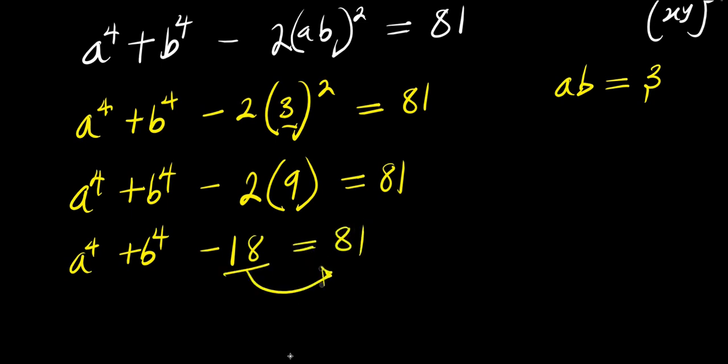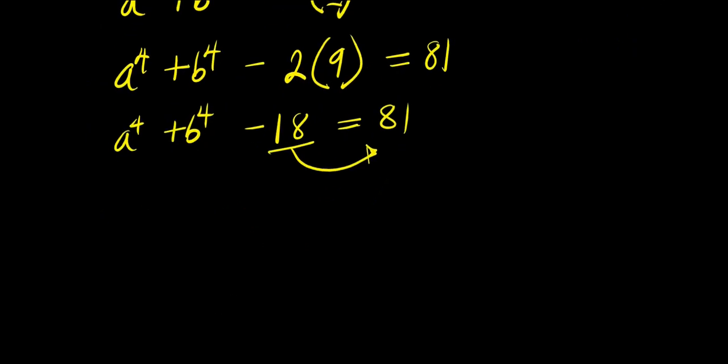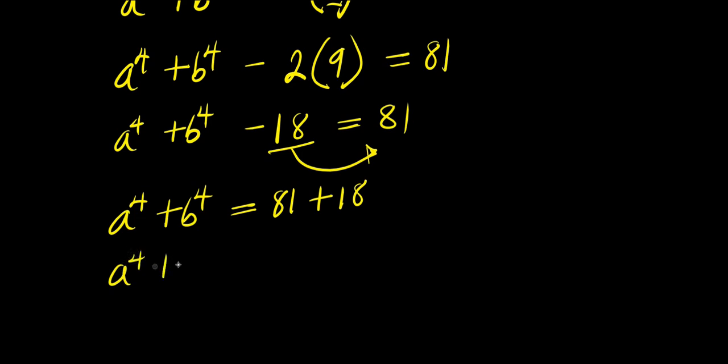And move this over here. So I simply have a power 4 plus b power 4 equals 81 plus 18. A power 4 plus b power 4 equals, 8 plus 1, that is 9, and 1 plus 8 again, that is 9. So this will give us 99. Now, this can be our equation 3.